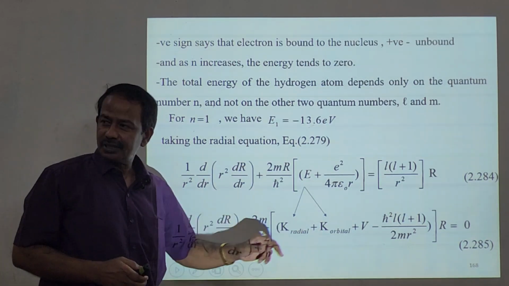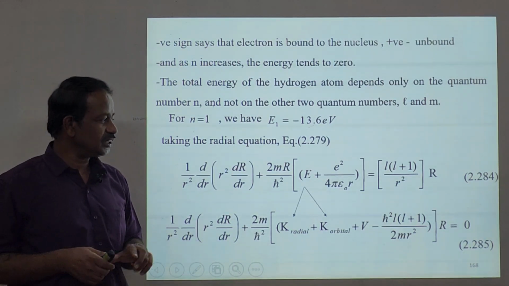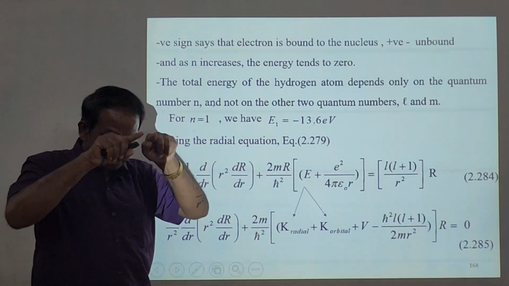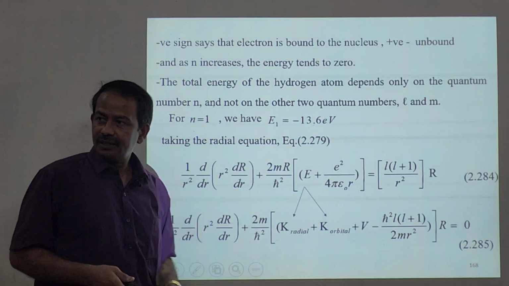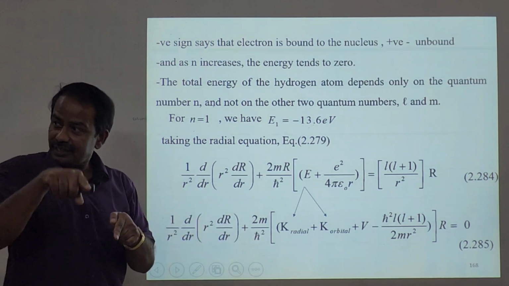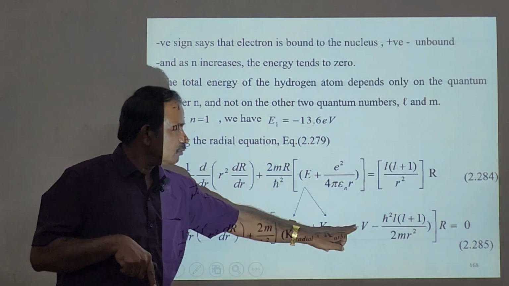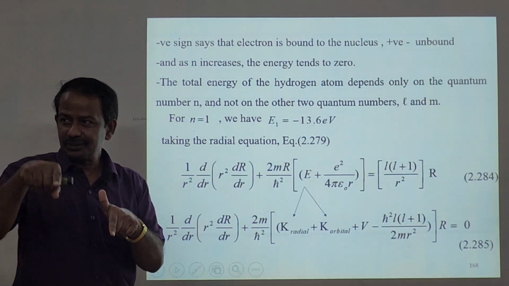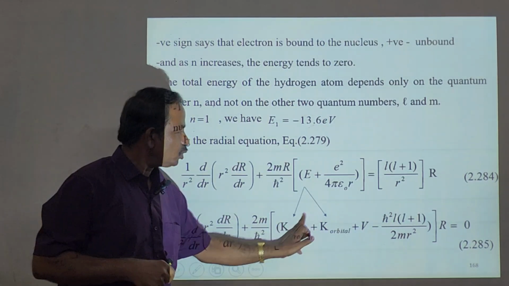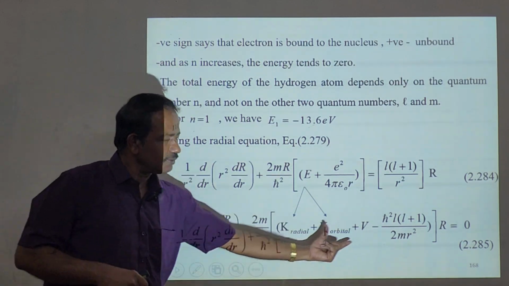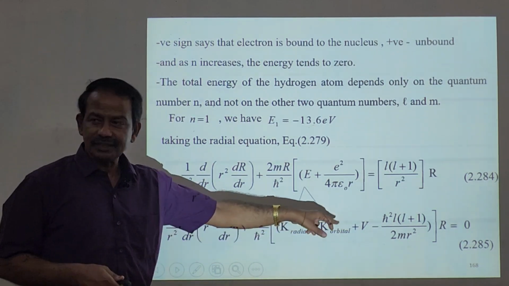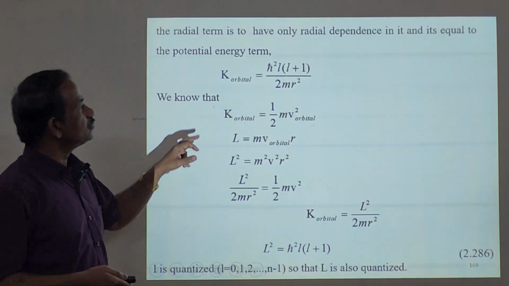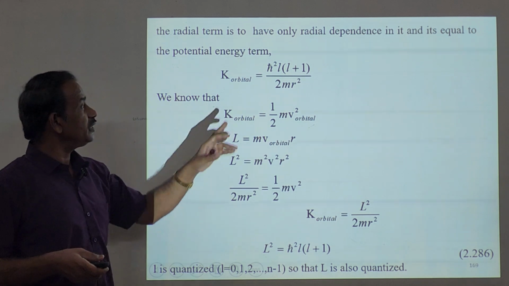So it must have some kinetic energy of the orbit. That's called the orbital. So this kinetic energy can be separated into K radial plus K orbit. But this is the radial equation, correct? And the attractive force also acts along the radius vector. So both will get cancelled. Your K radial and V will get cancelled. So only these two remain, and we can equate these two.